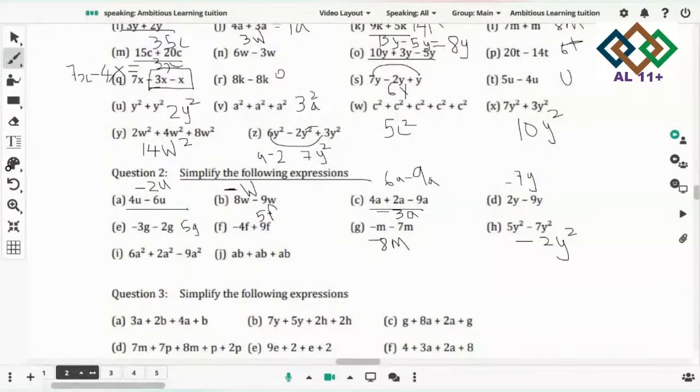So now you have the next one, that is 6a square plus 2a square plus 9a square. So just add the first one, 6 plus 2, that's 8, and then minus it, that would be minus a square. We'll take the sign of 9, that is minus. So that would become minus a square. So now you have ab plus ab plus ab, that would become 3ab.